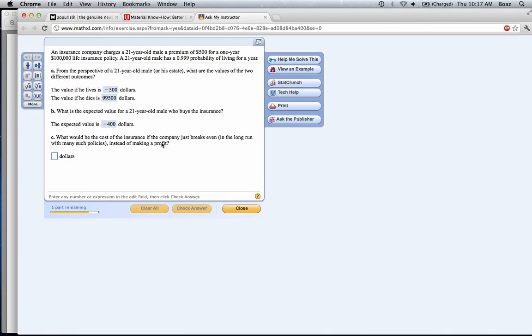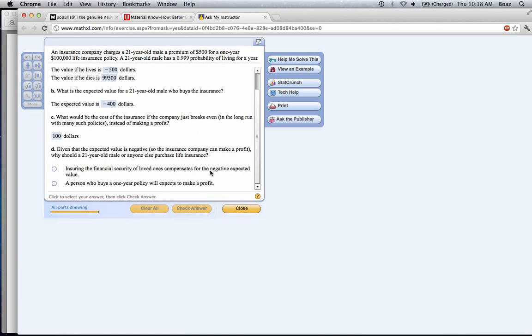Then we're asked here, what would the cost of the insurance be if the company just breaks even instead of making a profit? Well, if the man expects to lose $400, then the insurance company expects to make $400 of profit. So even though they're charging $500, $400 of that is their profit. So to break even, if we wanted the expected value to be $0, they would have to charge $400 less than $500. In other words, they would charge $100.